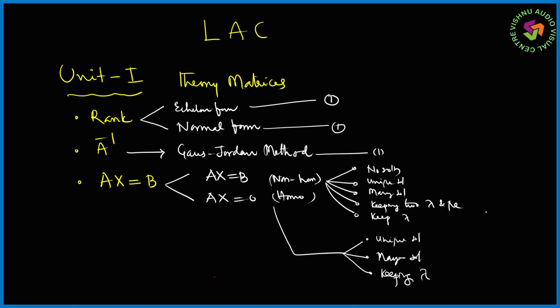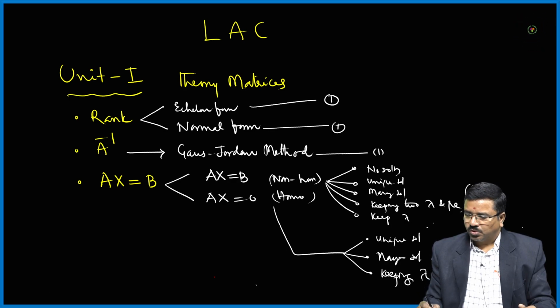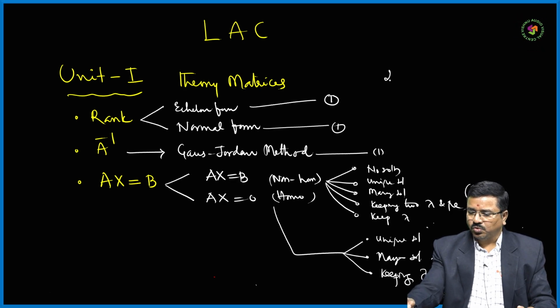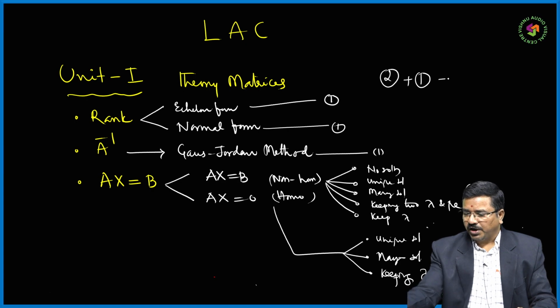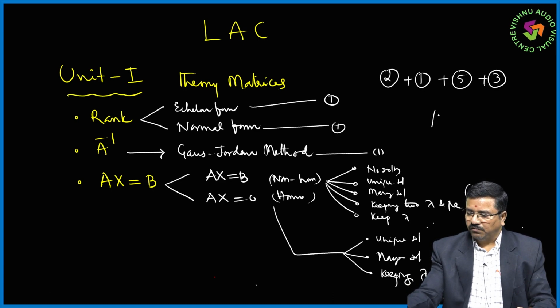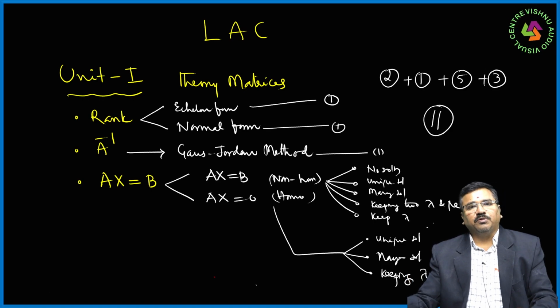If you look into totally how many different model types of problem in unit 1, we have 1 for the inverse problem, 2 for the rank problem, 5 for Ax equal to B, and 3 for the homogeneous. So 5 plus 3, 8, 9. So in total we have 11 different concepts in unit 1.